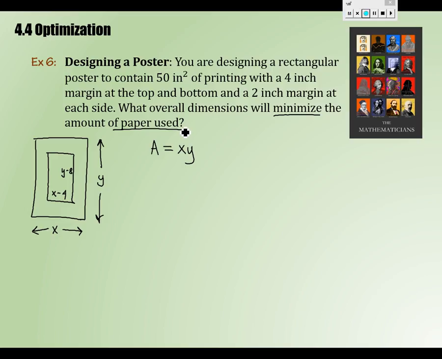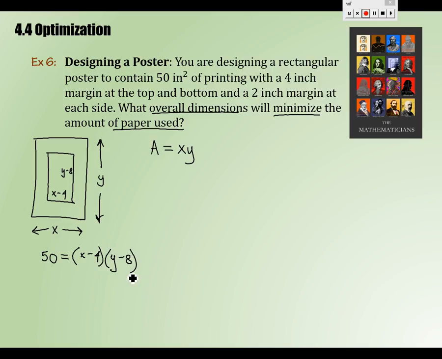What overall dimensions X and Y will produce a minimum area? So we still need to use some of the other information here. 50 for what? For A? 50 is the area of the inside, the printed area. But it does help us a little bit to realize that. So what is 50? That's equal to X minus 4 times Y minus 8.